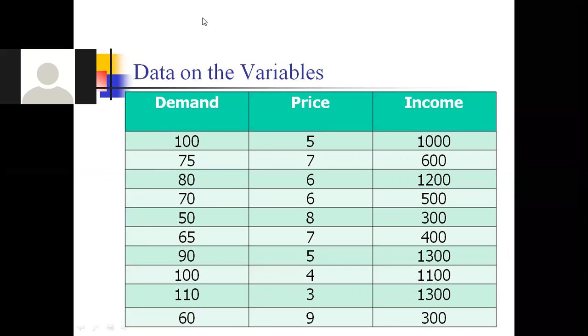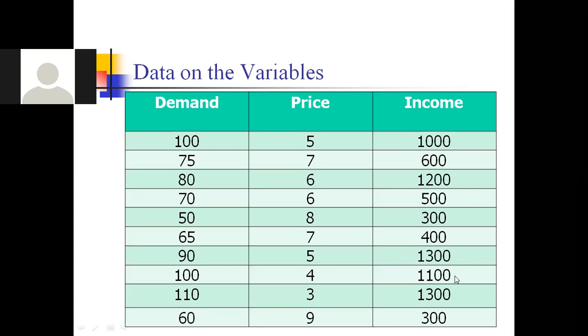Then, for example, if somebody has given the data on the variables, we have discussed only three variables: the demand, price, and income. Take the demand variable, for example, and a commodity like a pen. The price of the pen is 5 rupees, and when his income is 1,000 rupees, he is going to purchase 100. Sometimes the price of the pen is 7 rupees, and another person whose income is 700 is going to purchase 75 only. If the price of the pen is 6 rupees, another person with income 1200 is going to purchase 80. Like this, if the price of the pen is 3 rupees and the person's income is 1300, he is going to purchase 110 pens. These are the demand, price, and income variables.